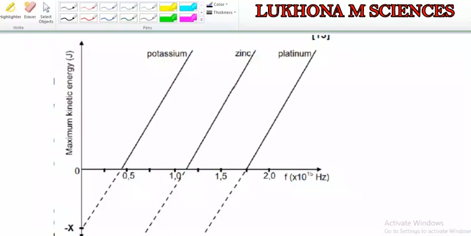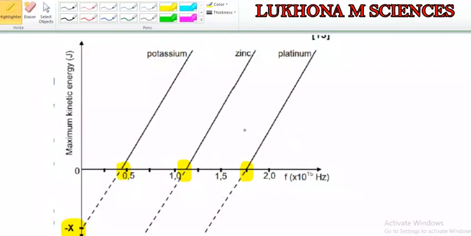Hello, this is video number 2 on analyzing the graph on photoelectric effect. So let's look at this graph. In this graph we have this y-intercept, and we have this x-intercept.